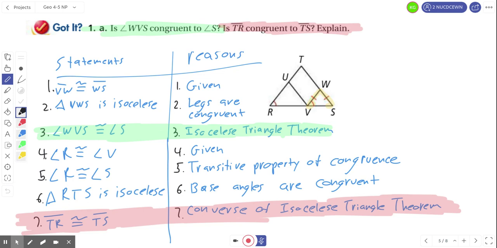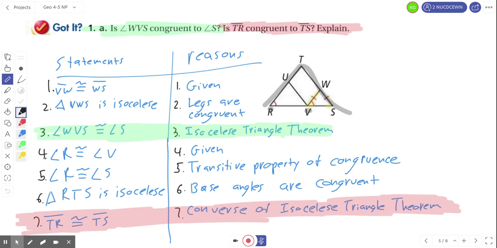I've highlighted that in green and I've highlighted the question in green. The second part of the question is, is TR congruent to TS? So now we're talking about these guys, TR and TS. Are those two legs congruent? Well, I've already established that S is congruent to WVS. That was the last thing I said. I also know that R is congruent to V.